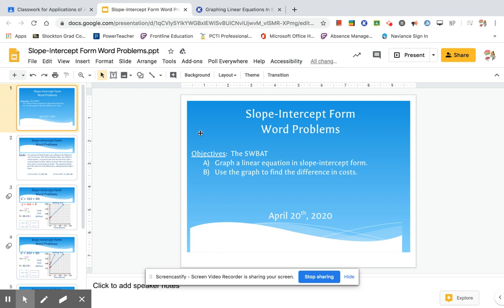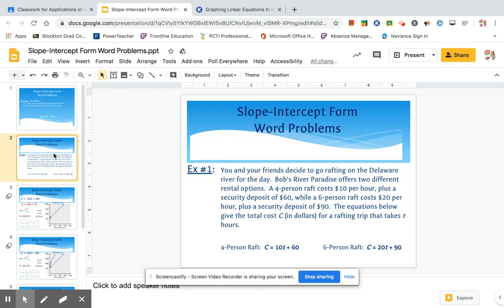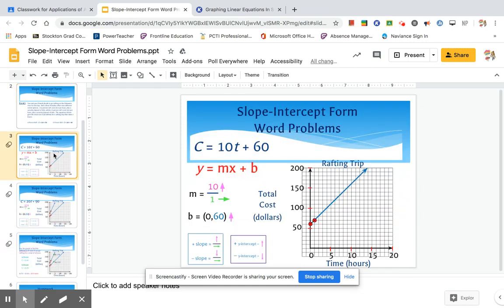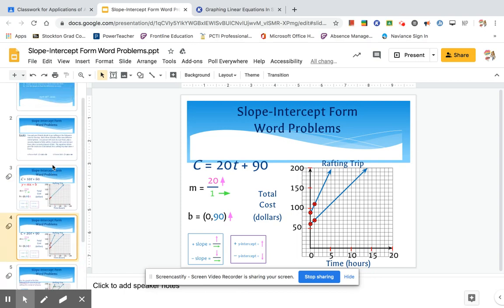Okay, guys, so today's lesson is going to be about graphing in slope-intercept form using word problems. Up until now, we've just been reviewing how to graph in slope-intercept form, which you've done in algebra. But today we are going to start with how to do this with word problems. There is a PowerPoint slide attached to this lesson that goes through it like I would do in class.